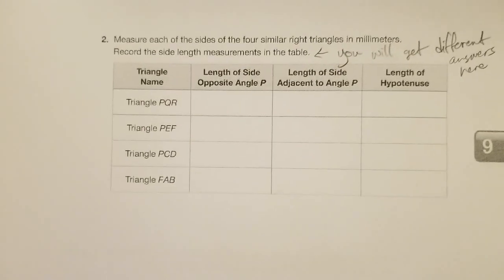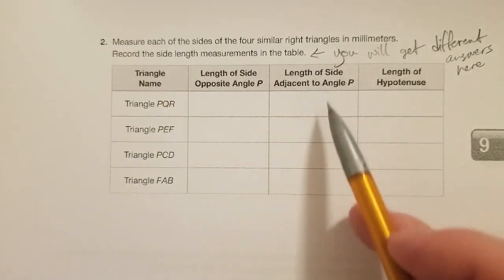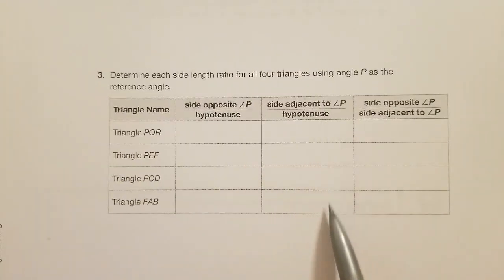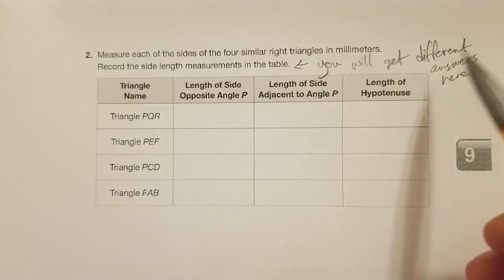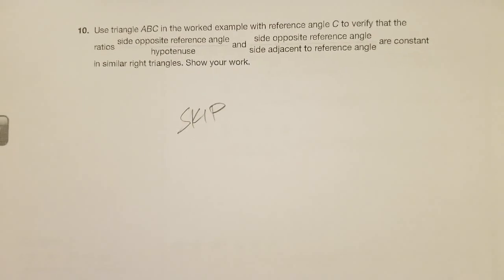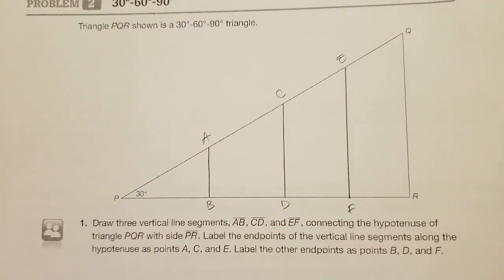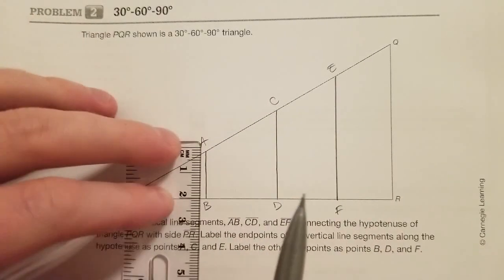Okay? It's okay because when we get our different side lengths here and here and here, when we divide them down here, we'll start getting the same answers. This is where you want to get the same answers, but up here, it's okay to get different answers. So I'm going to measure, and then you're going to measure, and we'll compare. I'm just going to measure all of them all at once. Just get it over with.